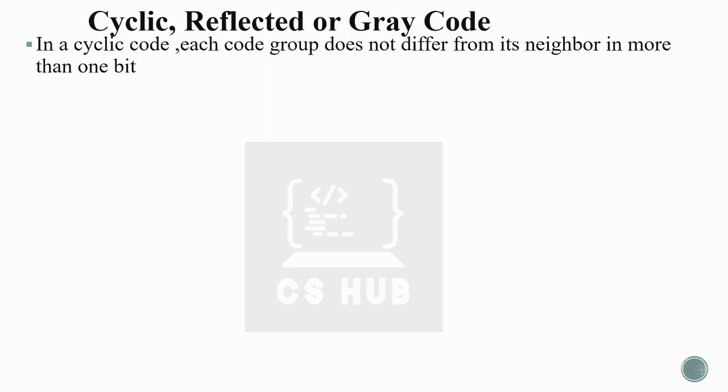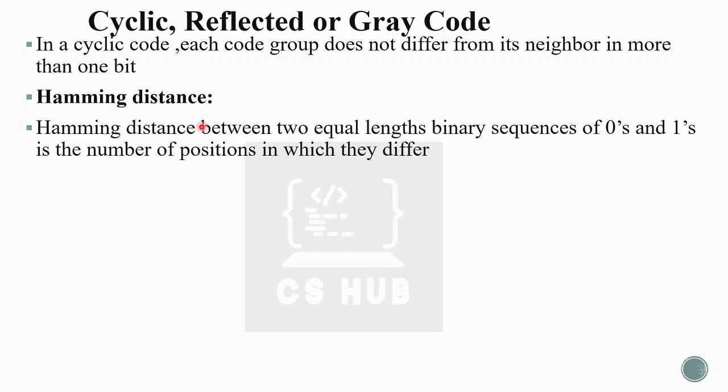In a cyclic code, each code group does not differ from its neighbor in more than 1 bit. So let's consider this term, Hamming distance. Hamming distance between two equal length binary sequences of zeros and ones is the number of positions in which they differ.